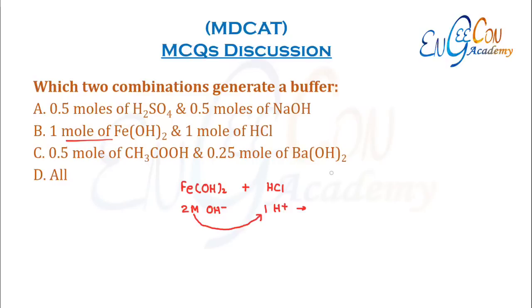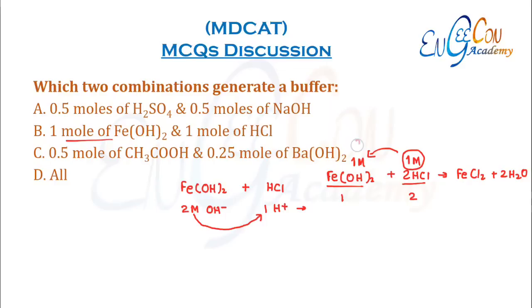water. Now if we see the balanced chemical equation for the reaction, so we have Fe(OH)2 which is 1 mole, plus we have HCl, which is again 1 mole, and it gives us FeCl2 plus 2H2O. Now according to the balanced chemical equation, 1 Fe(OH)2 requires 2 HCl. Now if we have 1 mole of HCl, it will react with 0.5 moles of Fe(OH)2.